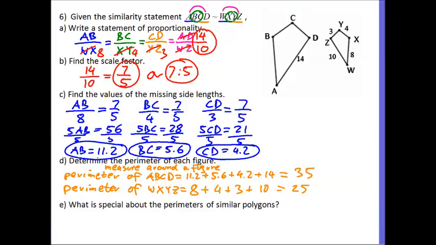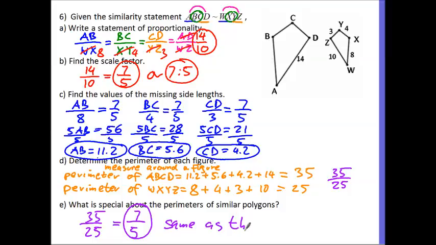In the last part of this example, we are supposed to say what is special about the perimeters of similar polygons, and to do that, let's look at the polygons we have here. We have a perimeter of 35 for our larger one and 25 for our smaller one. Let's make that a ratio, 35 over 25. And what do we see? When we take that ratio and simplify it, we get 7 over 5. Aha! So the ratio of the perimeters of the two polygons is the same as the scale factor, and that's always the case.